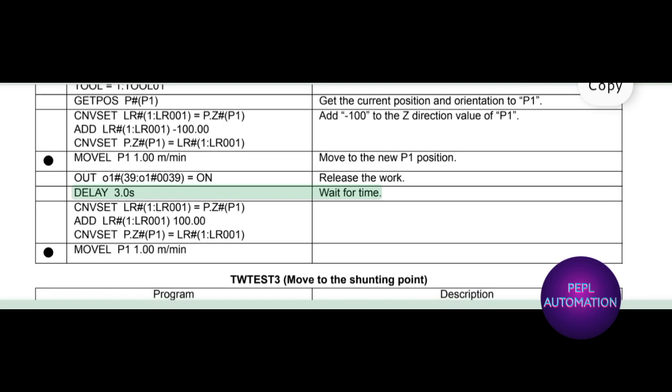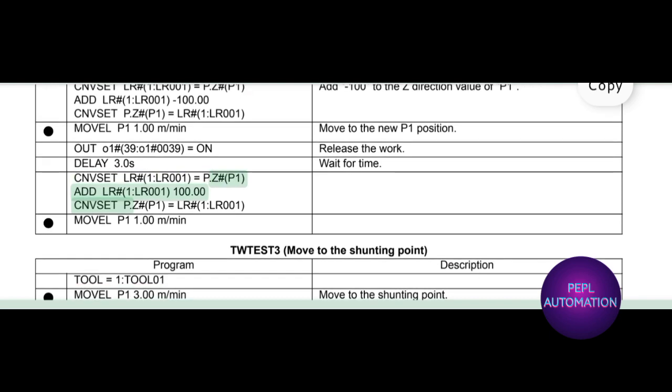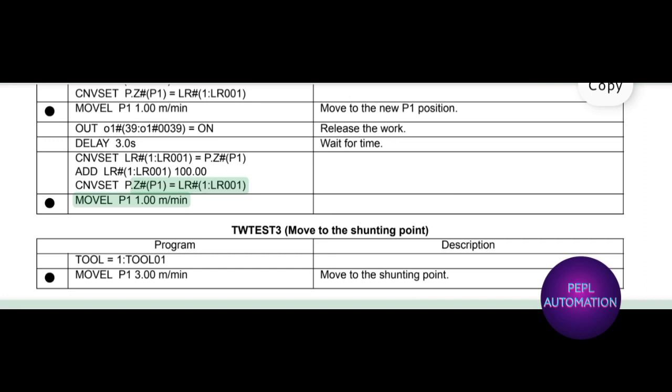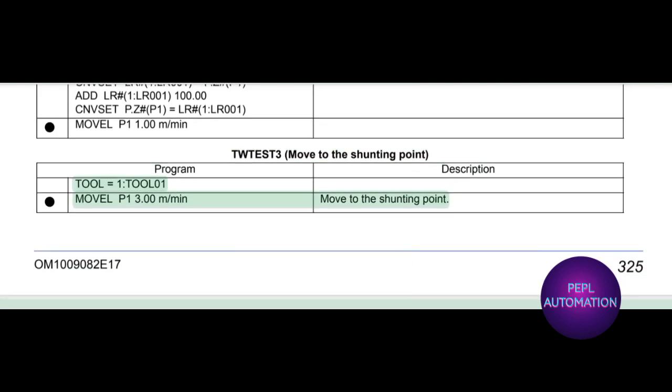Delay 3.0s: wait for time. CNVSET LR number 1, LR001 equals P. Z hash P1 add LR number 1, LR001 100.00. CNVSET P Z hash P1 equals LR number 1, LR001. MOVEL P1 1.00 meters per minute. TWTEST2, move to the shunting point. Program description. Tool equals 1. TOOL01. MOVEL P1 3.00 meters per minute: move to the shunting point.